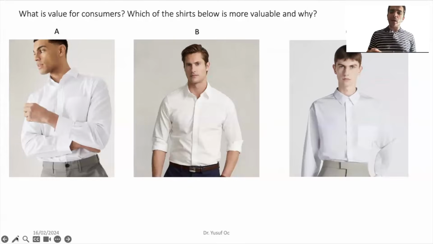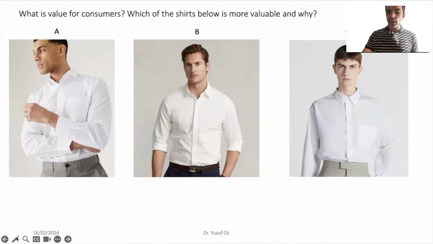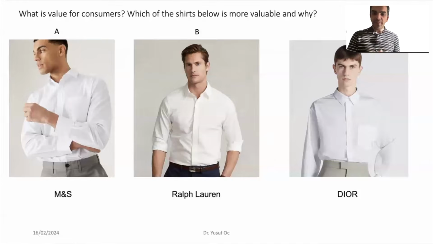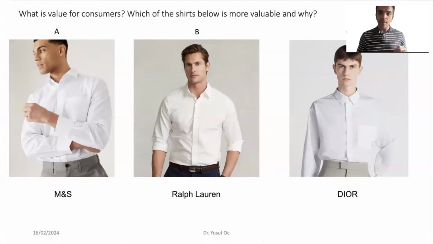So how about now? Revise your answers. Maybe share your answer before I reveal the brands, and then after I reveal the brands, tell me how your answer has changed, okay? If you look at the brands, option A is Marks and Spencer, B is Ralph Lauren, and C is Dior. Now let me know which one is more valuable to you and why, and what changed, because it's the same shirt, same model, and same material.